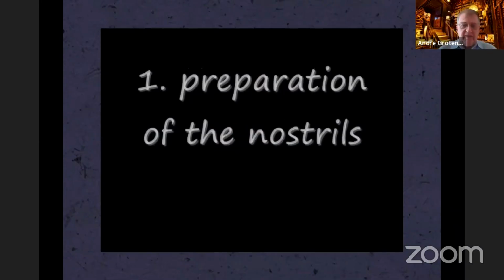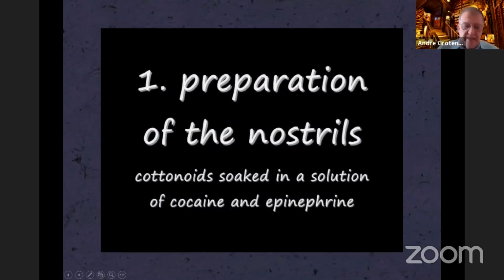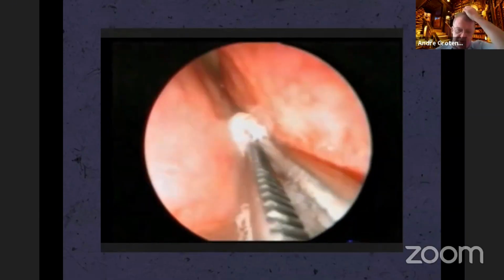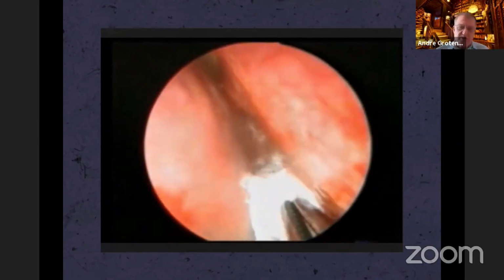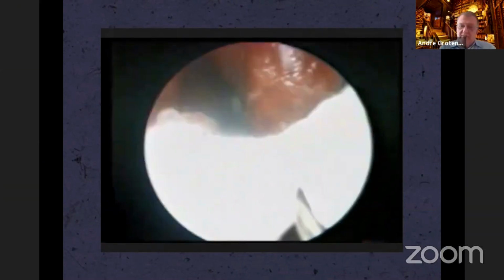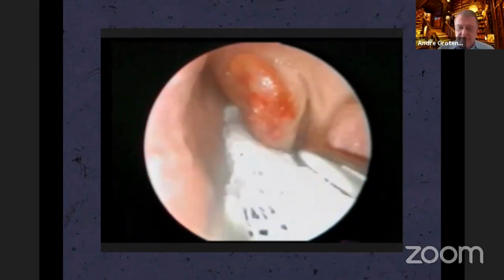Very quickly, I don't know. Well, in the Netherlands, we use cottonoid soaked in a solution with cocaine and epinephrine. If it is not possible for you to use that, you have the epinephrine, because this will reduce the swelling.